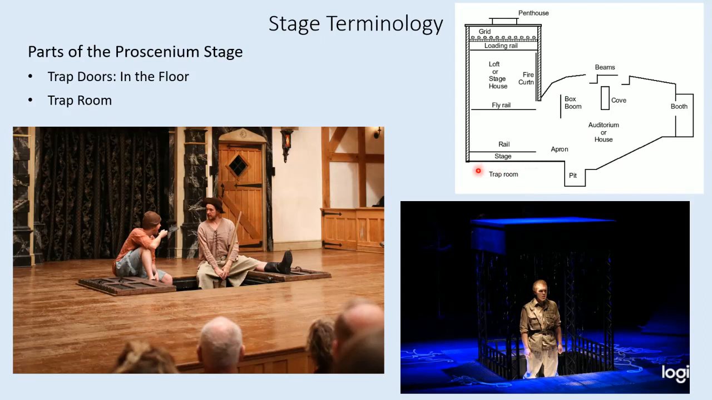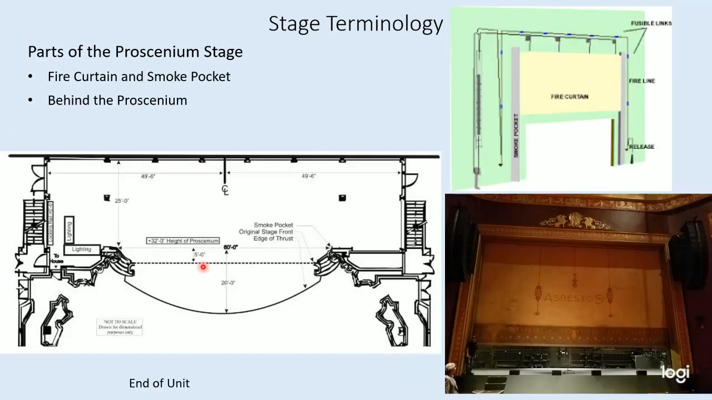Trap rooms are located underneath of the stage. Some are customizable, some have very specific areas. The Fallon does have a trap room and has several trap panels, right, to where we can install things that come and go from underneath. So that's a trap. And last, we'll talk a little bit about fire and fire safety.